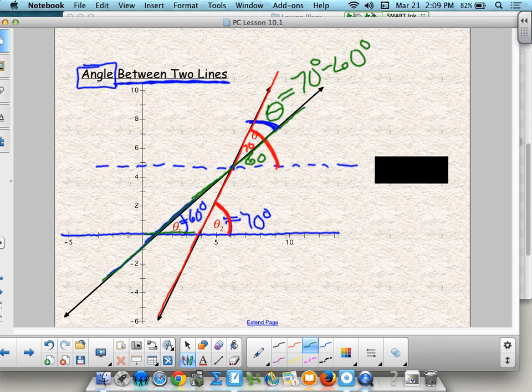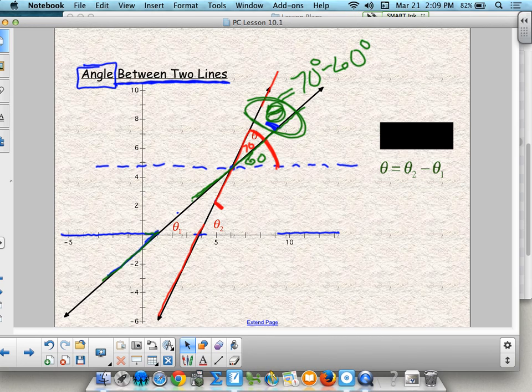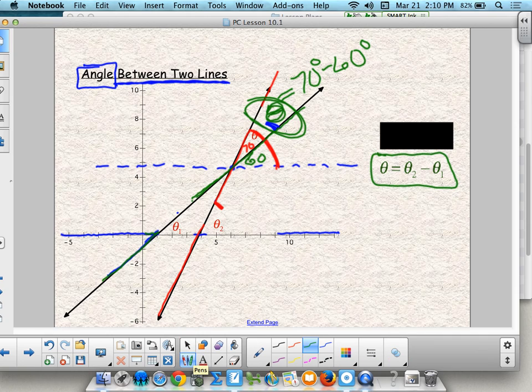Okay, but here's the deal. You really didn't know if this was 70 or 60, so you have to go back to what it really was called, and it was called theta 2, theta 1. So really, how do you find theta? You just take theta 2 minus theta 1, the second angle minus the first angle, and set it equal to what we're looking for, which is theta. Theta is the angle the two lines make.